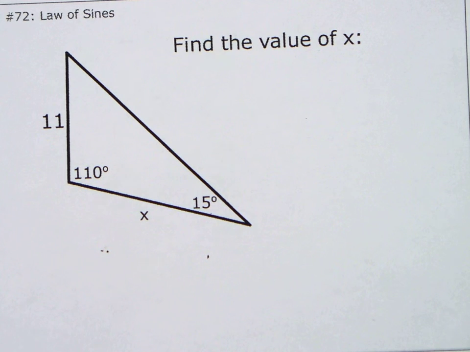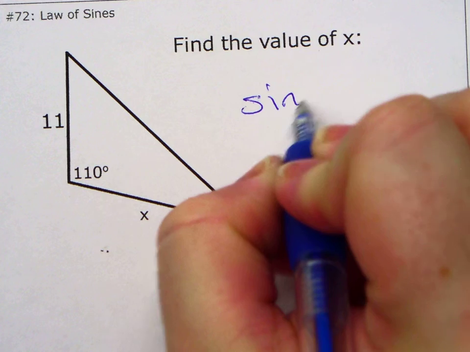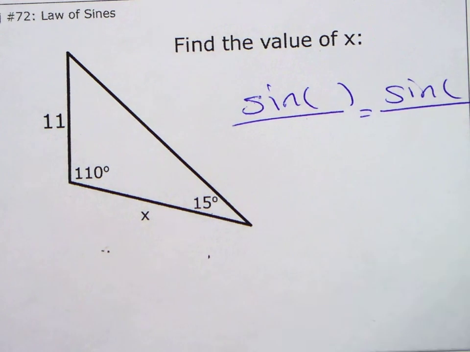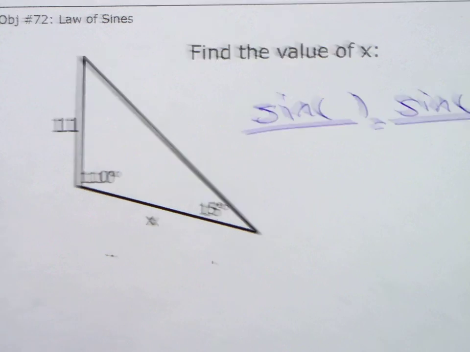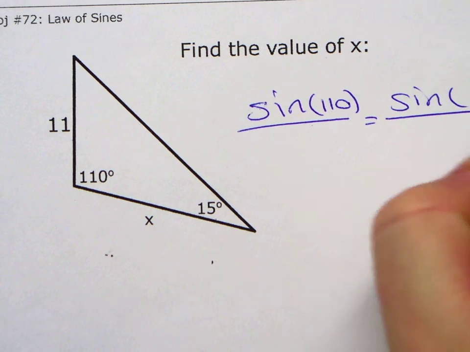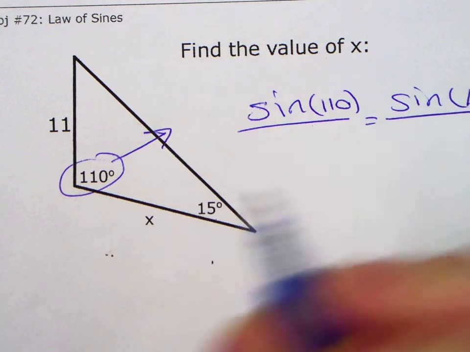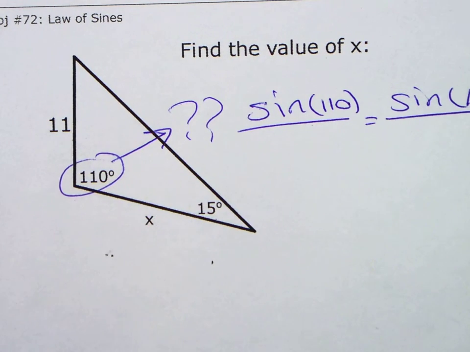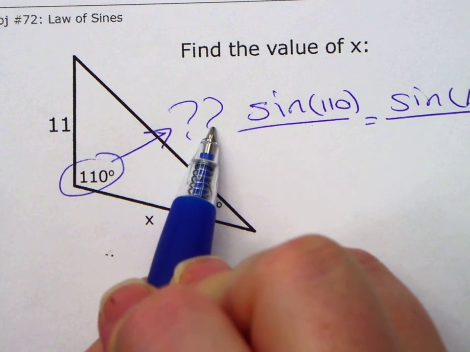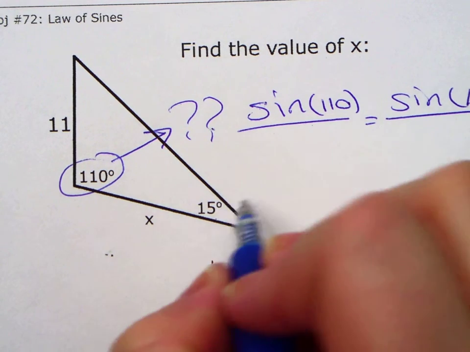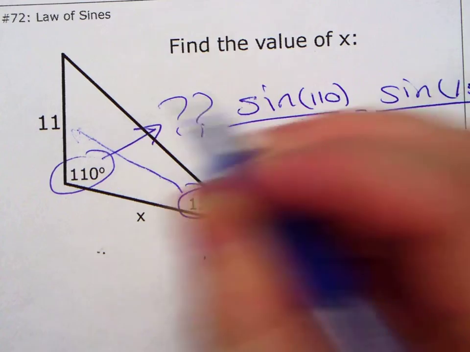Okay, so it's our law of sine. Sine of over equals sine of over. What are our two angles? We have 110 and 15. What's across from 110? Nothing, right? Is that x? Is that what we're solving for? No. What's across from sine of 15? That's 11. So that one we have.